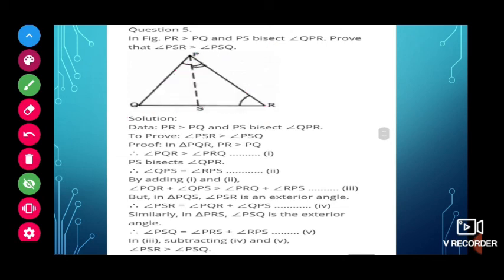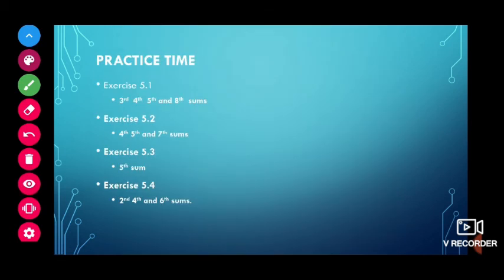How you have to write: from the given information, PR is greater than PQ. The angle opposite to PR is PSR and the angle opposite to PQ is PSQ. By using the property that the angle opposite to the larger side will be the larger, we can say that angle PSR is greater than PSQ. That's it.